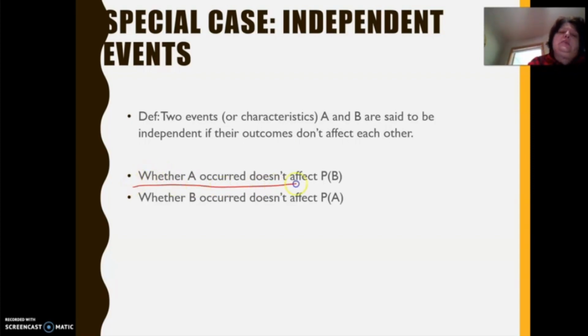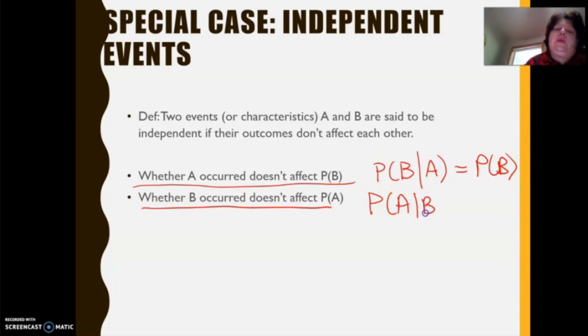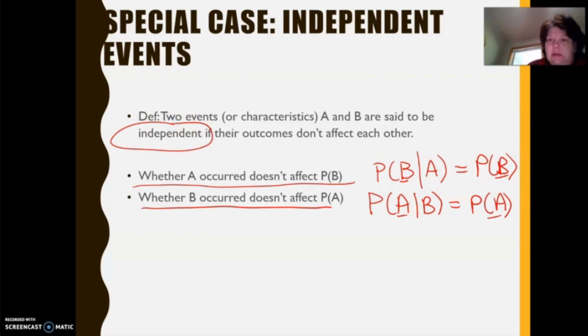So whether A occurs does not affect P of B. So P of B stays the same if you're given information about A. That stays P of B. Whether B occurs or not doesn't affect A. So A given B, given information about B doesn't affect A. So P of A given B equals P of A. The fronts match. And you can do either one of those. It doesn't have to be both that work. You just get 2 results if they're independent. Okay, that's the definition of independence.